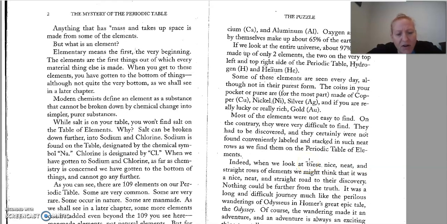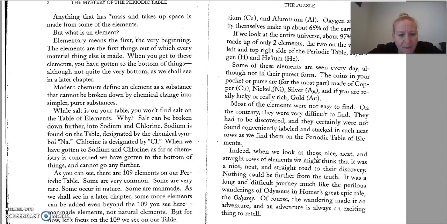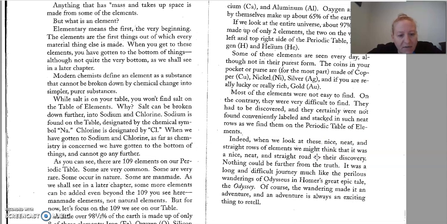As you can see, there are 109 elements on our periodic table. Some are very common, some are very rare, some occur in nature, some are man-made. As we shall see in a later chapter, some more elements can be added even beyond the 109 you see here. Man-made elements, not natural elements. Now let's focus on the 109 we see on our table.